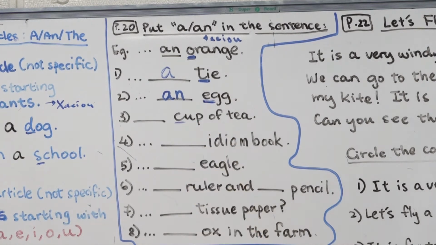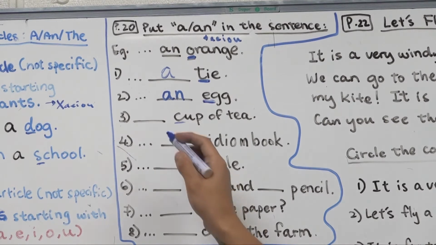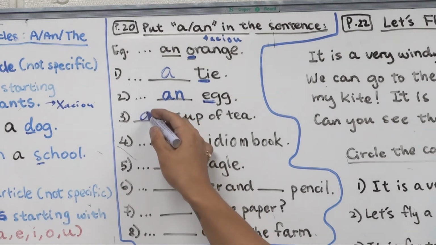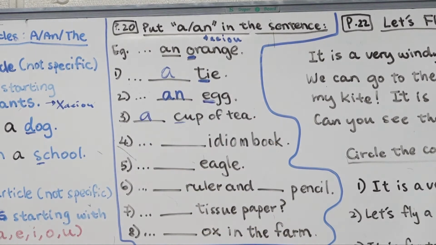Now is C a consonant or a vowel? That's right, it should be a consonant. Very good, so it should be a. May I have a cup of tea? Not an cup, okay? Because here we have a consonant.